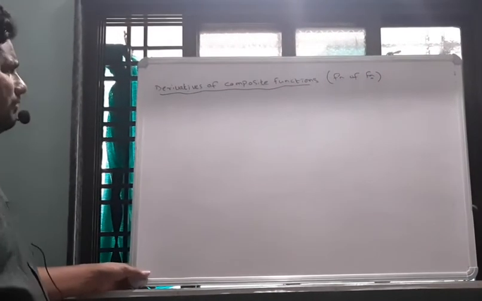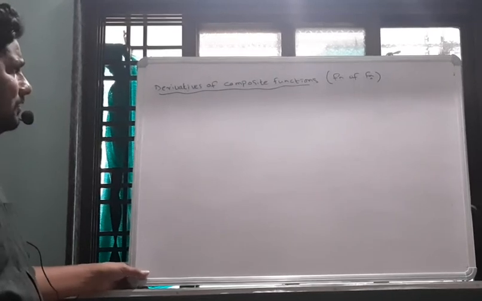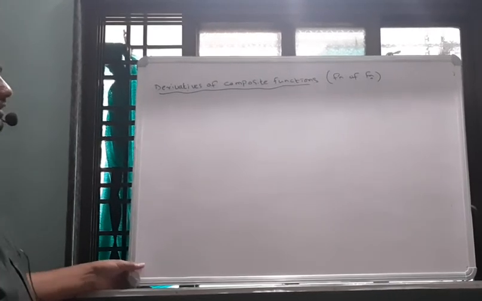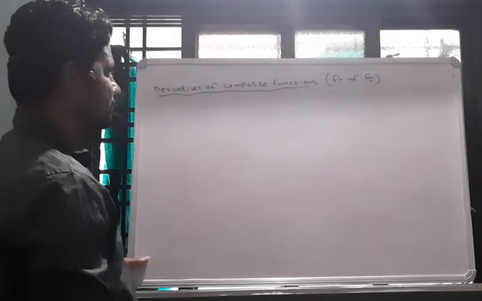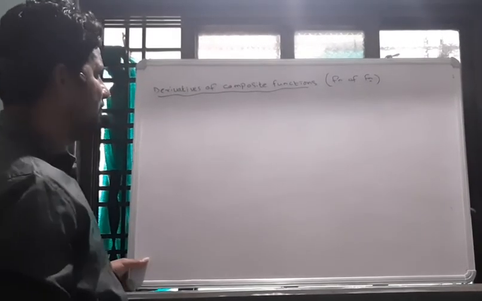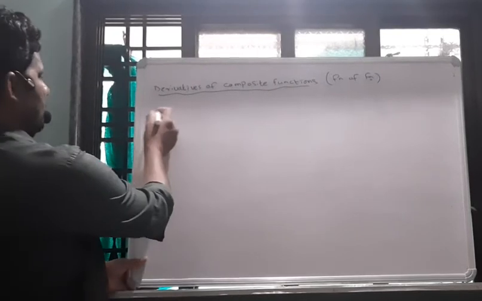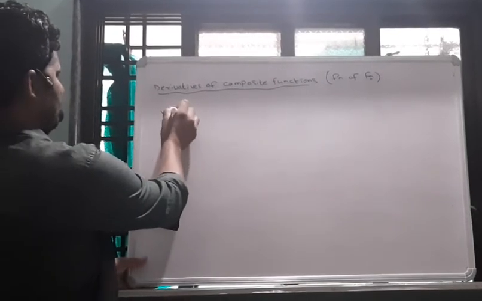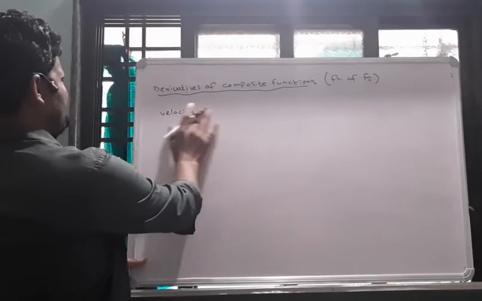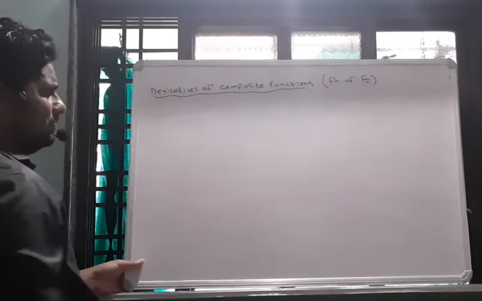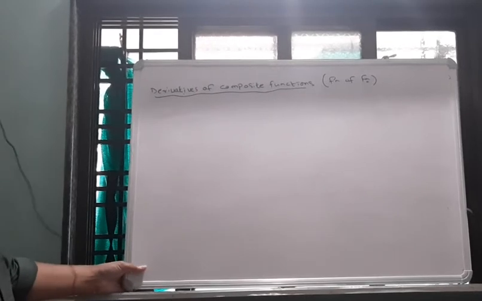So composite function is also named a function of a function. If one function depends on another function, and that function depends on a third function, and so on, that is called a composite function. For example, velocity depends on displacement, and displacement depends on the time.